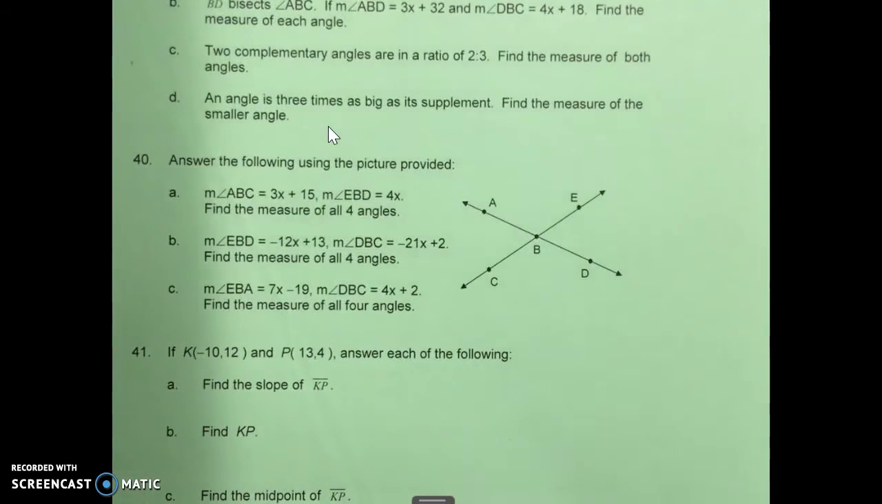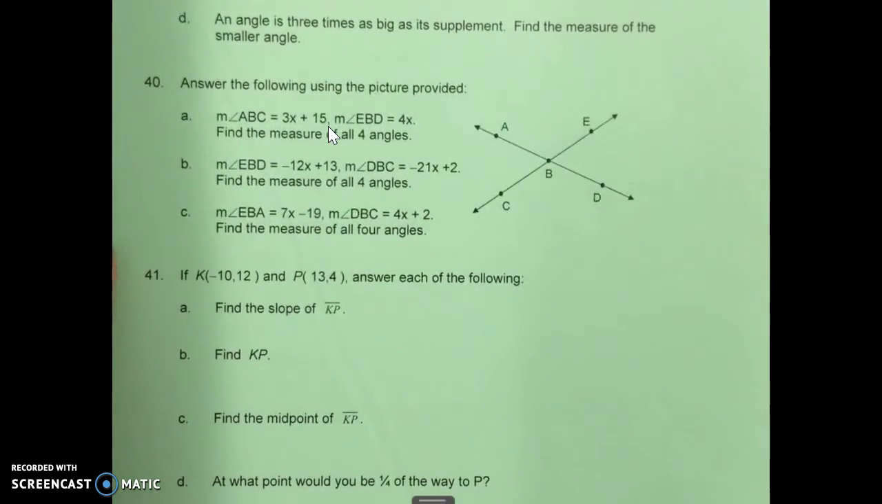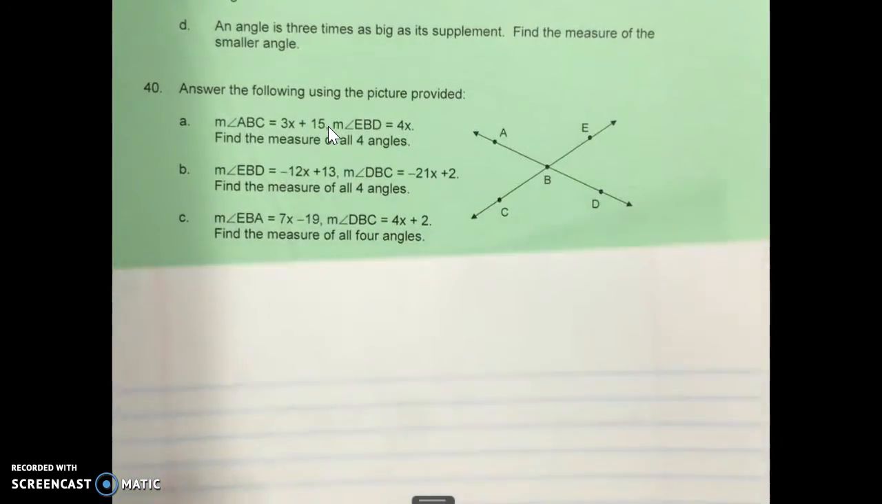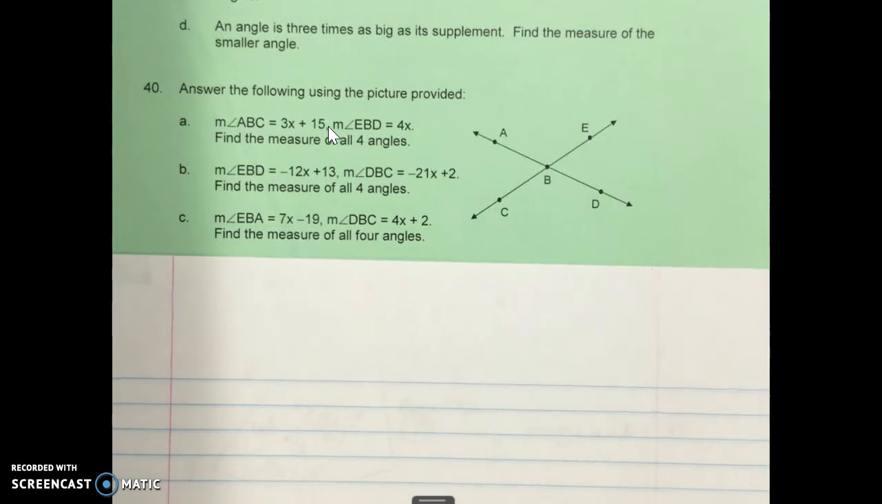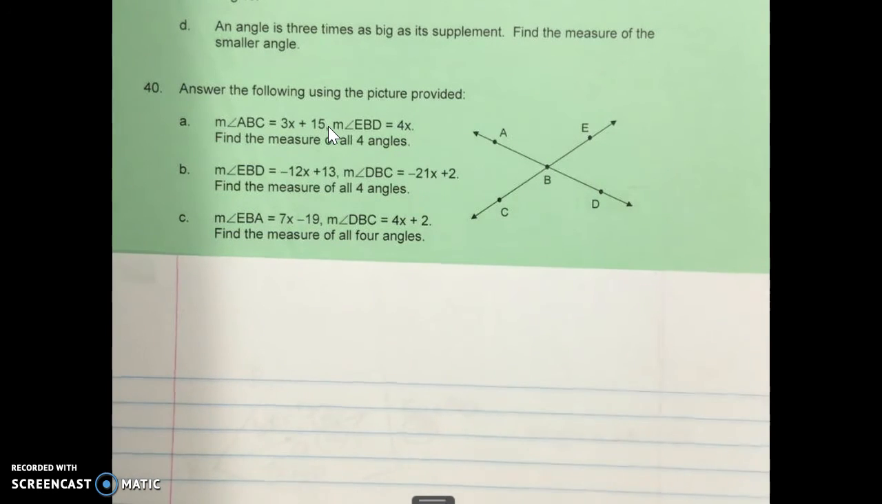Moving on to number 40, you might want paper again for this part. I don't think we're going to make it through the rest in this video. I had high hopes. Actually, I'm going to get some patty paper.